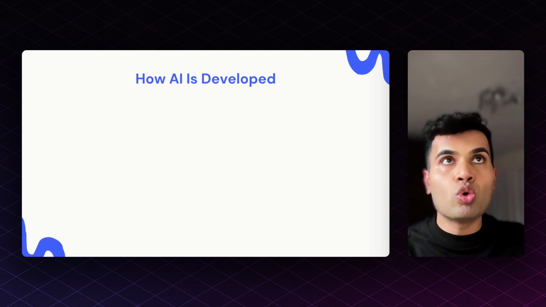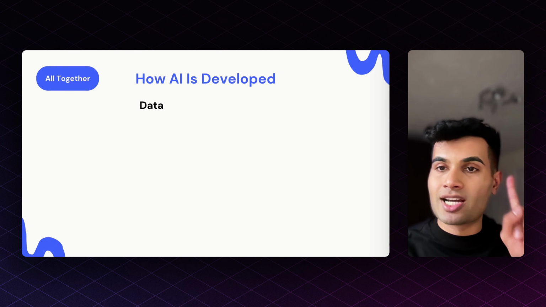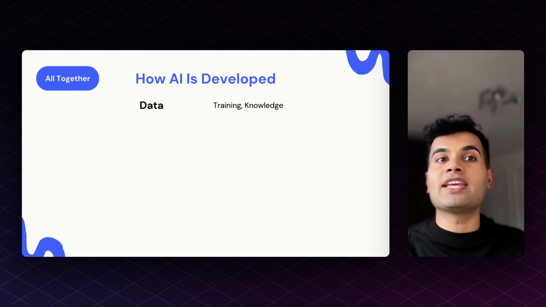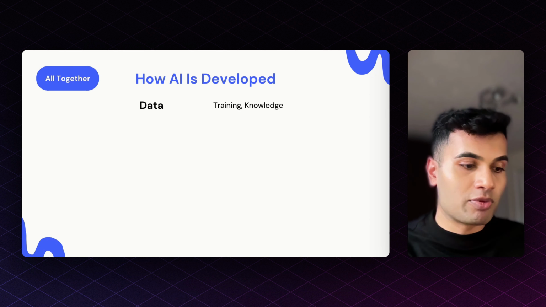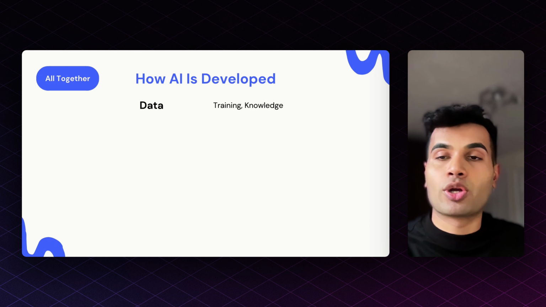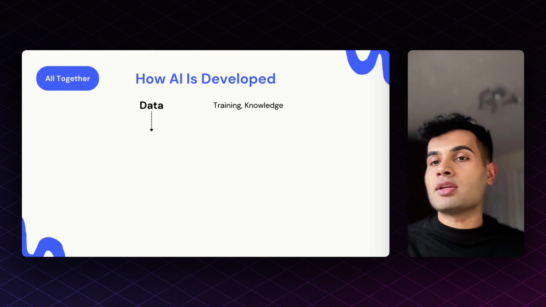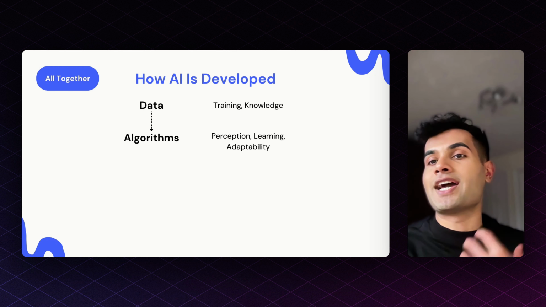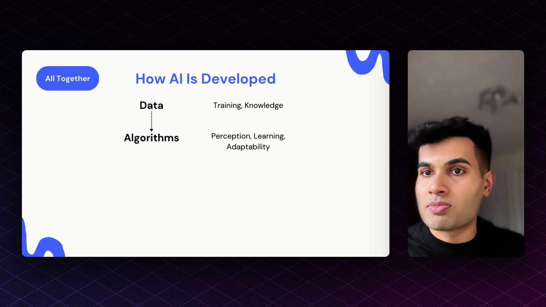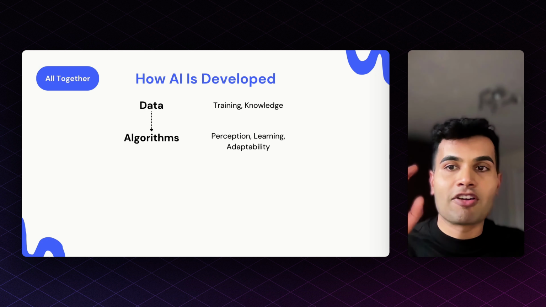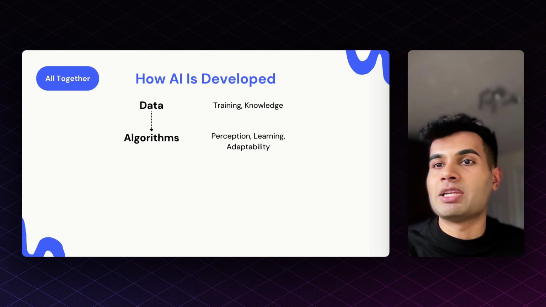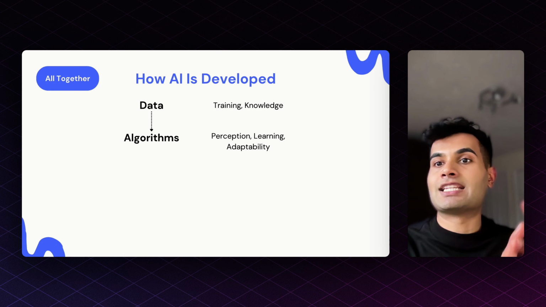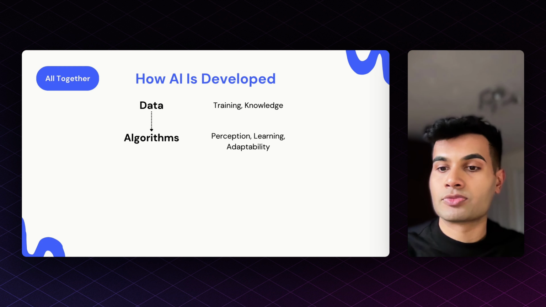Now, putting it all together. We start with the data. What is that? It's the training, it's the knowledge. We're feeding it to the AI itself, saying, you're going to learn from this training data. Then it applies the algorithms to the data we give it, and these algorithms are the machine learning algorithms. You see the fancy term machine learning. All it simply means is you're teaching the AI, using the data inputs you've given it, how to perceive, learn, and adapt to various different situations.